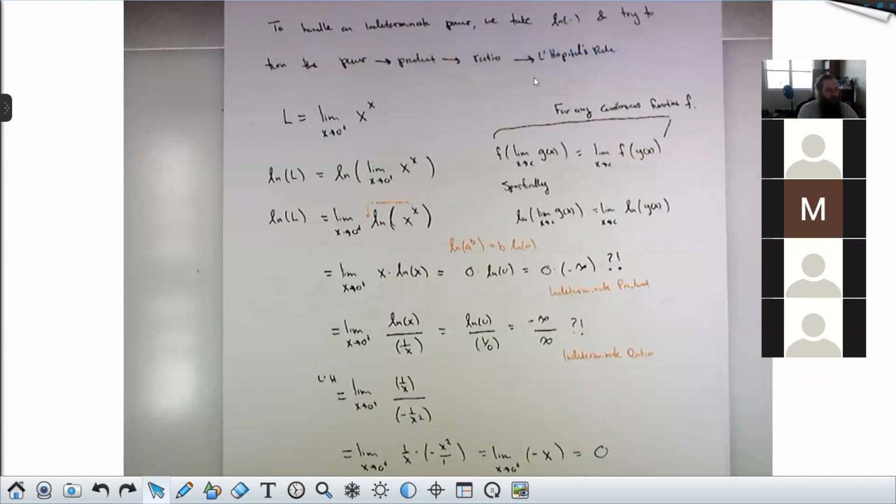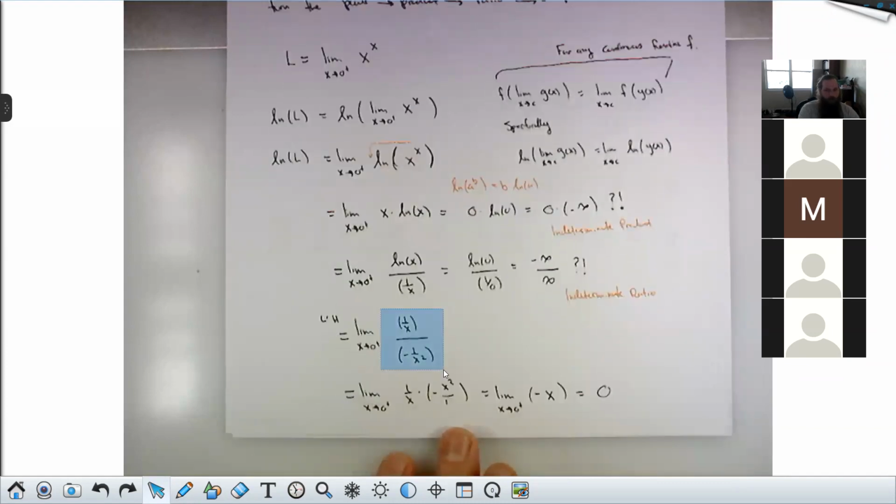Once you have an indeterminate ratio, you can apply L'Hopital's rule. And once you've applied L'Hopital's rule, that gets you here, you do whatever you need to do to calculate that limit. And this is a limit I could have given you guys way back in chapter 2, because you just have to do some algebra, flip and multiply, and you get that this is 0. Now that doesn't mean 0 is the answer.